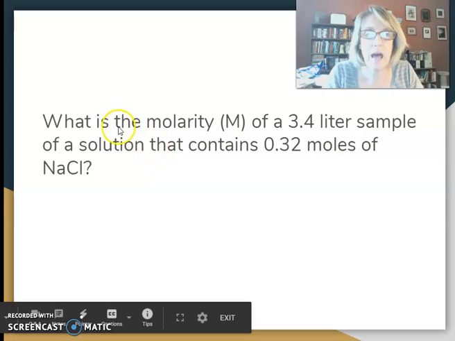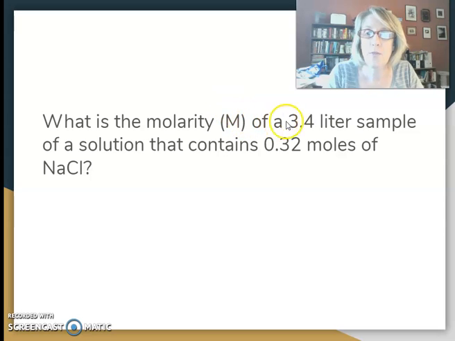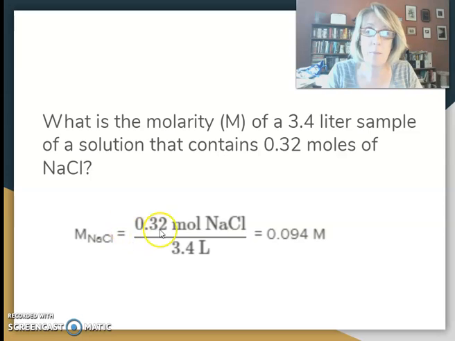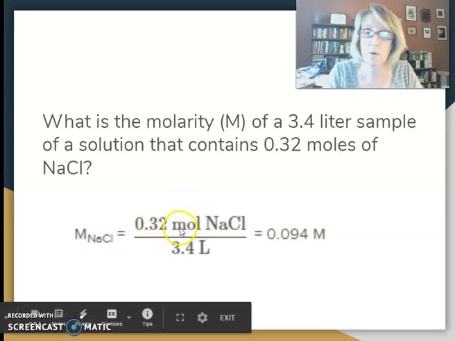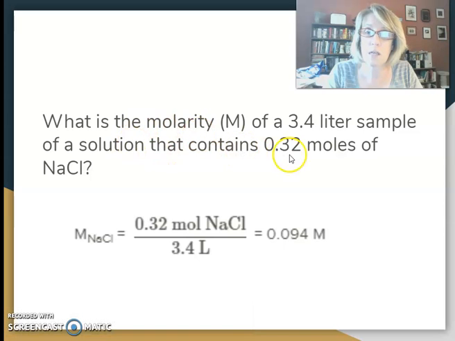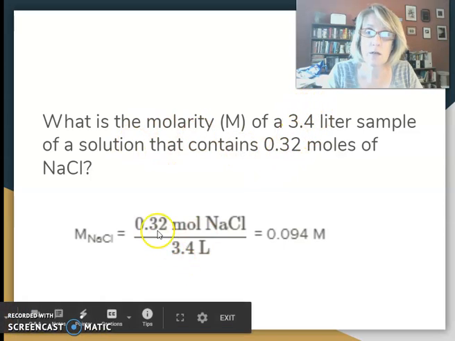Okay, so here we have: what is the molarity, and molarity we designate with a capital M, of a 3.4 liter sample of a solution that contains 0.32 moles of sodium chloride. So remember, molarity is moles per liter. So we simply set up moles, so we have 0.32 moles, and our total solution is 3.4 liters. So 0.32 over 3.4, you divide through. So our molarity is 0.094 molar solution. Okay.